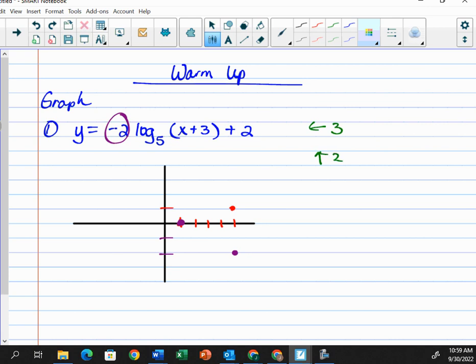So I'm just counting the purple dots. I'm going to go 1, 2, 3, up 2. 1, 2, 3, up 2. All right, and where's my vertical asymptote? -2. Good. So it kind of looks like that.